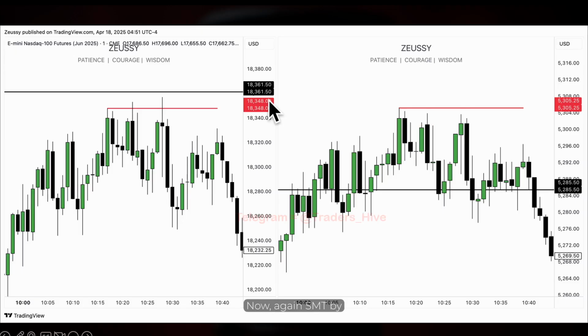Now, again, SMT by itself doesn't mean anything. However, because you're anticipating a swing high to form, that is when that SMT begins to hold a lot of significance, because that shows to you that the time is right for the underlying order flow to begin changing from buy program to sell program.